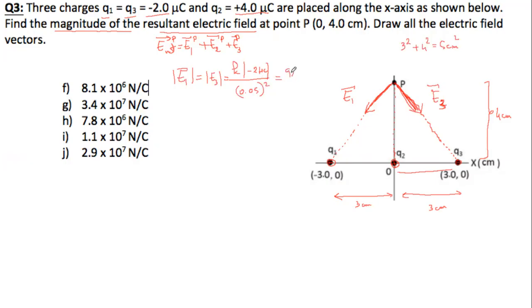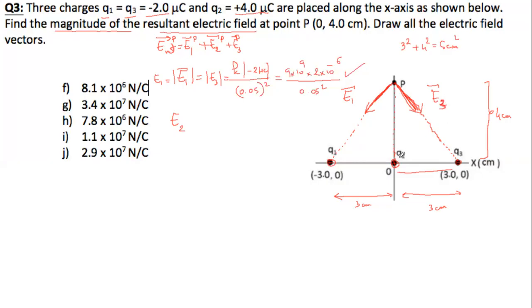So this is 9 times 10 to the power 9 times 2 times 10 to the power minus 6, because it's microcoulomb, divided by 0.05 squared. You can calculate the value here. And you see the magnitude of E1 is the same as the magnitude of E3.